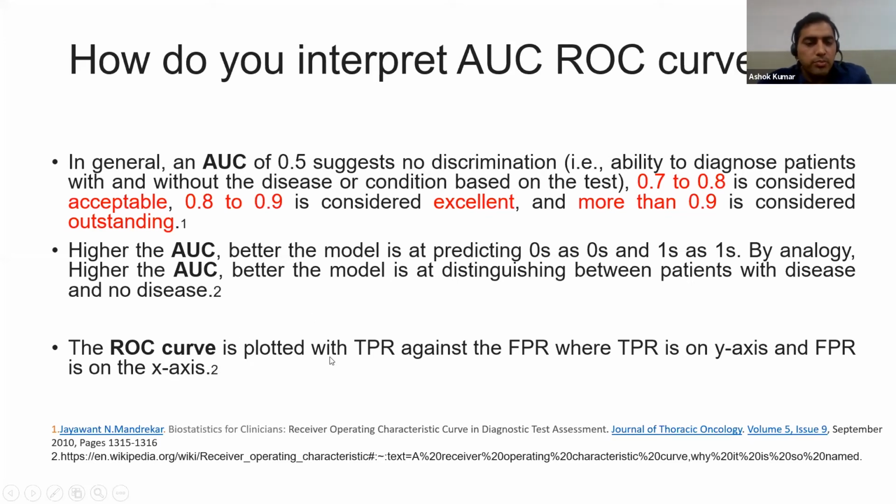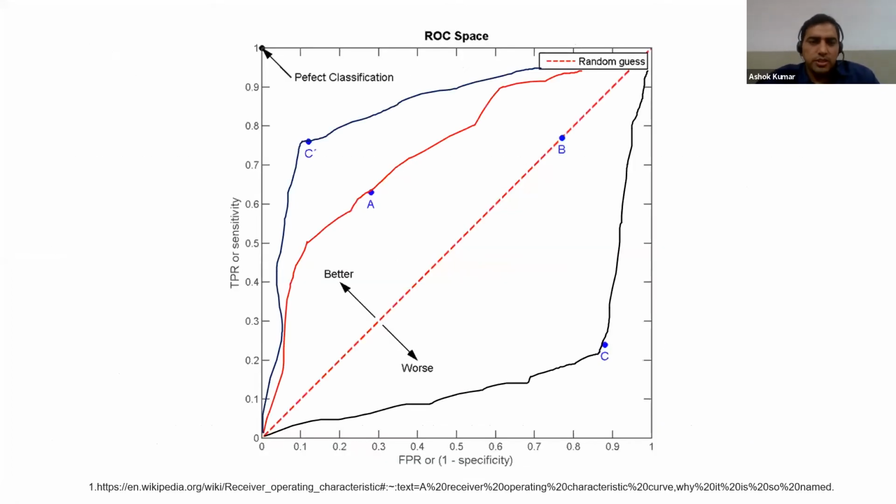The ROC curve is plotted with the true positive rate against the false positive rate. The true positive rate is on the y-axis and the false positive rate is on the x-axis. And what is the false positive rate? It is 1 minus specificity. And what is specificity? True negativity. And what is the true positive rate? That is sensitivity, which is true positivity. So this is the ROC curve.